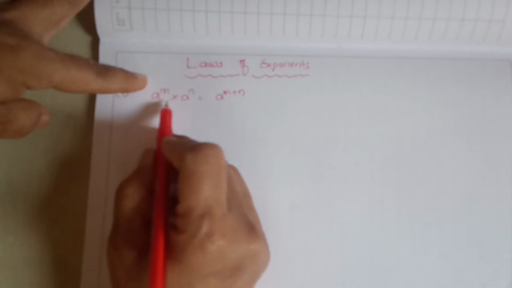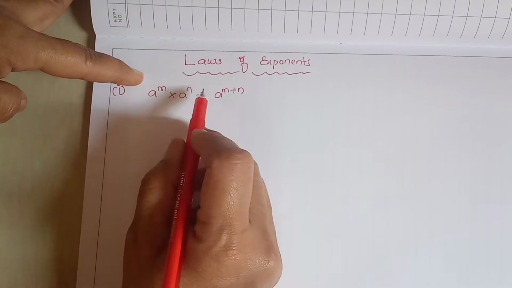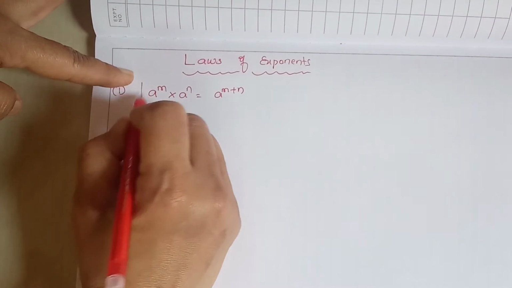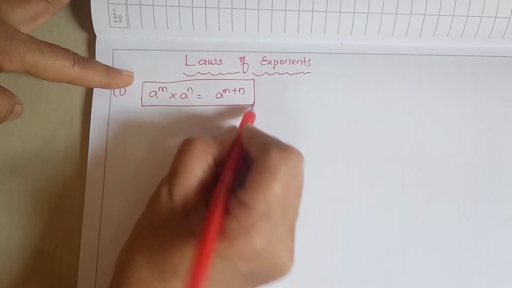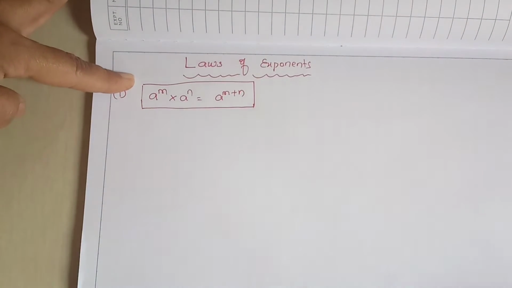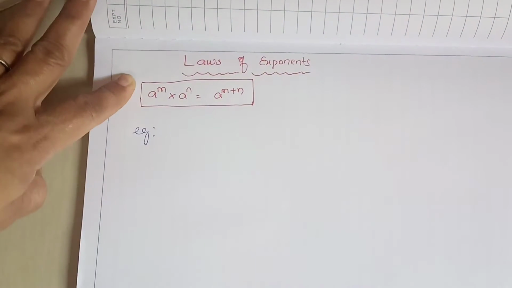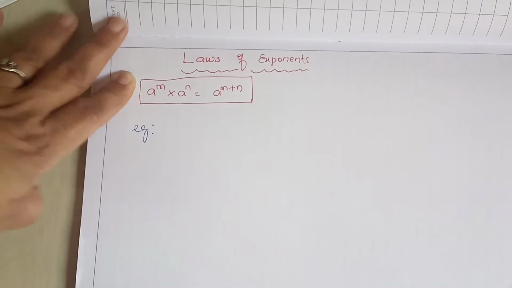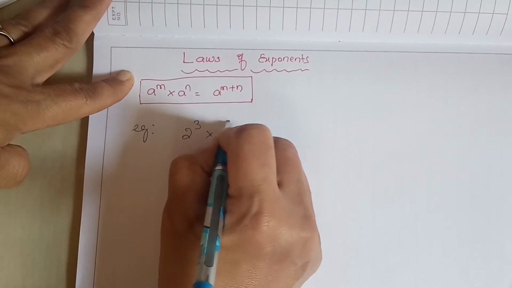So now, a to the power m into a to the power n is equal to a to the power m plus n. First we will discuss this formula. I'll take one example for this. Suppose 2 to the power 3 into 2 to the power 2.